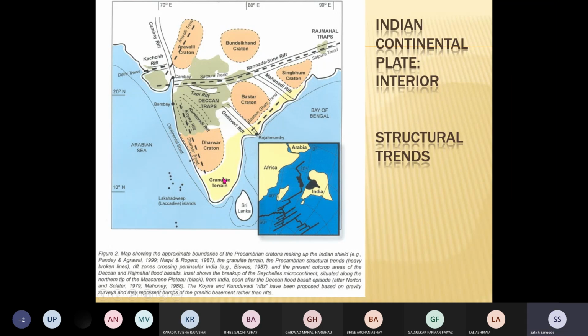Now this is the Dharwar Craton. So if you look at the dips and strikes, schistosity and all these things, you will see the trend matches with the Dharwar Craton. Similarly, to some extent the Bastar Craton, to some extent the Singhbhum Craton, but the Dharwar Craton is very ideal. Ideally, you can see the structural trends demarcating the Dharwar Craton.